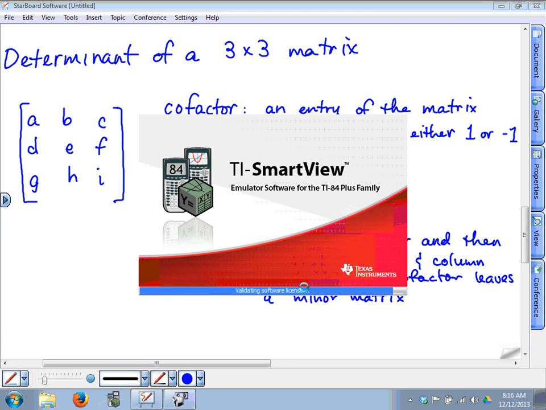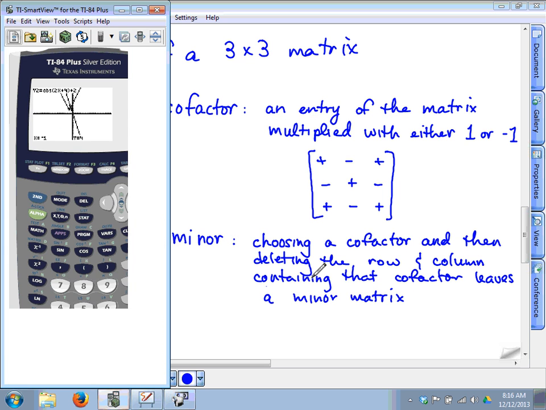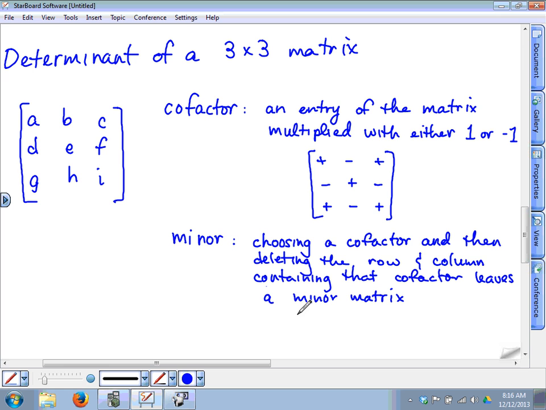So for example, if I chose this letter A as my cofactor, you following? I'm choosing the letter A as my cofactor. I need to cross out that column and I cross out that row. What's left over? So that's what's called a minor matrix.